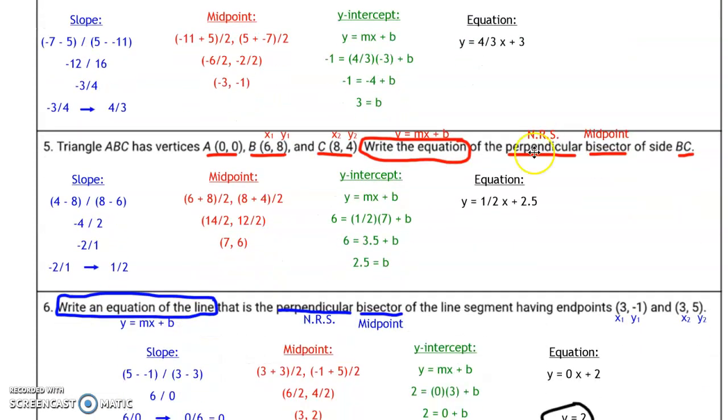Question number 5 was a little bit different because it gave us 3 points, but don't panic because it tells us exactly what you want to find. It says of side BC. So am I concerned about point A? Not really. All I'm looking for is side BC, which means here's my x1, y1, here's my x2, y2. Same exact method: slope, midpoint, y-intercept equation.